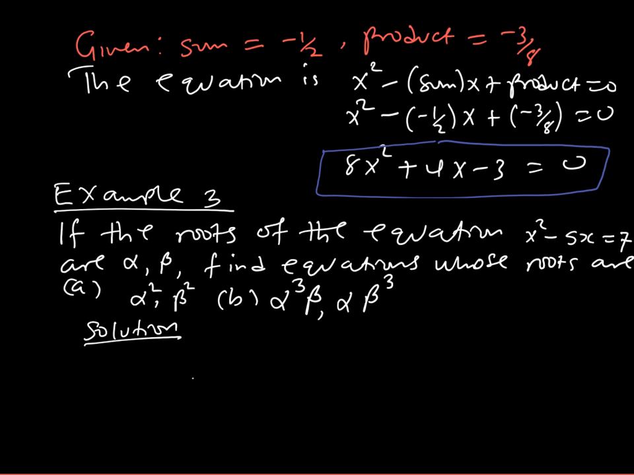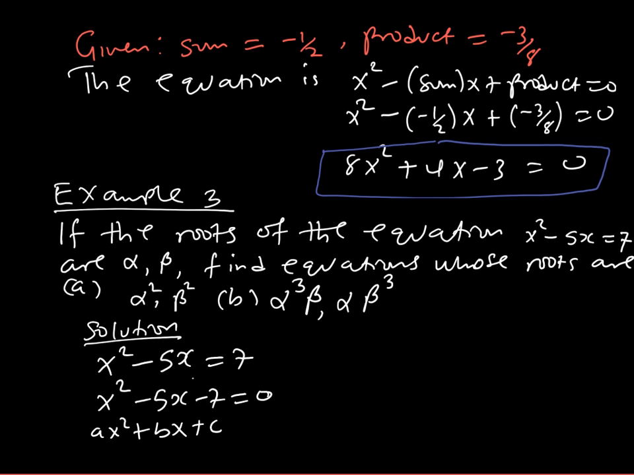They have given us x squared minus 5x is equal to 7. You can write this as x squared minus 5x minus 7 equals 0. It is now a quadratic equation because any quadratic equation must be equal to 0. So if you compare with ax squared plus bx plus c equals 0, then you discover that a equals 1, b equals minus 5, and c is minus 7.